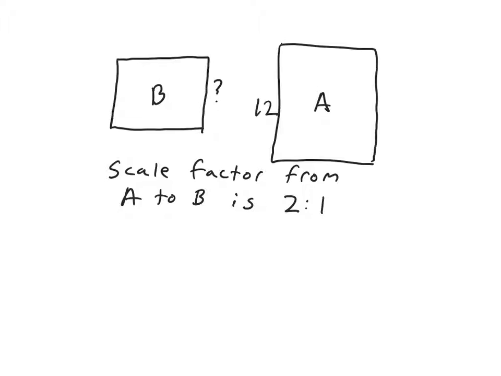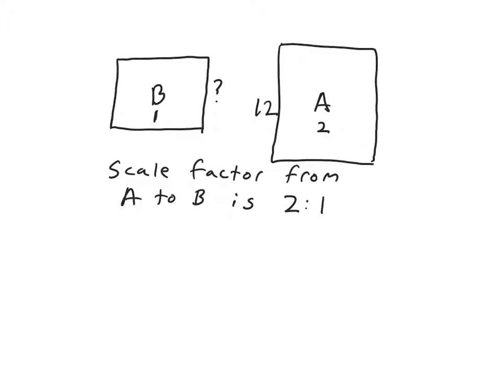Alright, on this next example, we're doing a different type of scale factor, a different format for it. Instead of just a straight fraction, we have a ratio now. It says the scale factor from A to B is 2 to 1. So we're starting at A, which is a 2, and B is a 1. The way you do this is you make it into a fraction and then multiply, just like we did the other one.